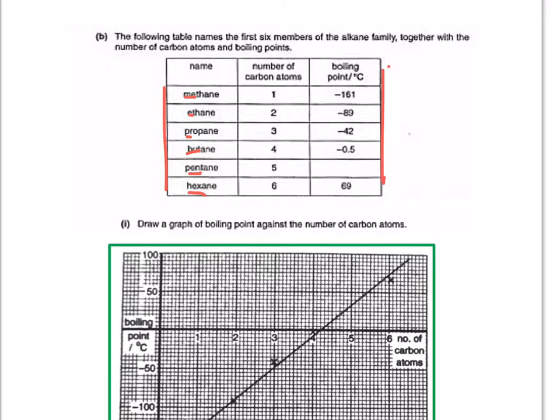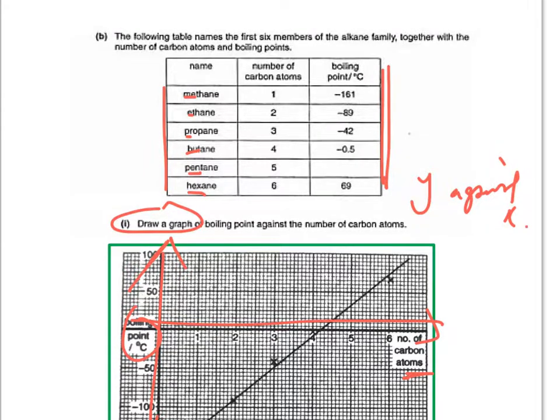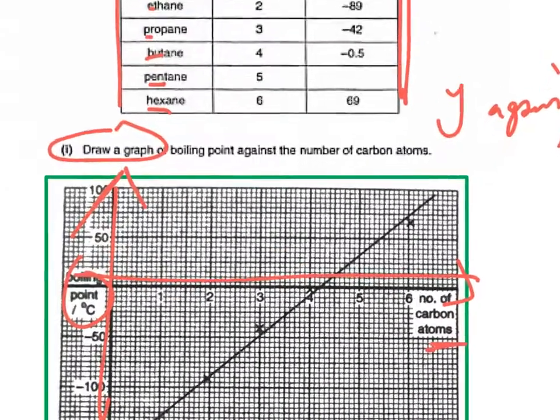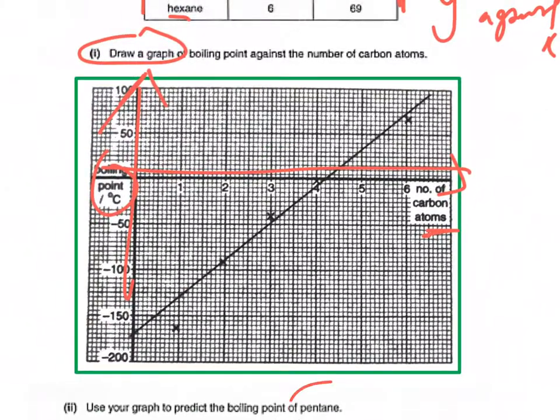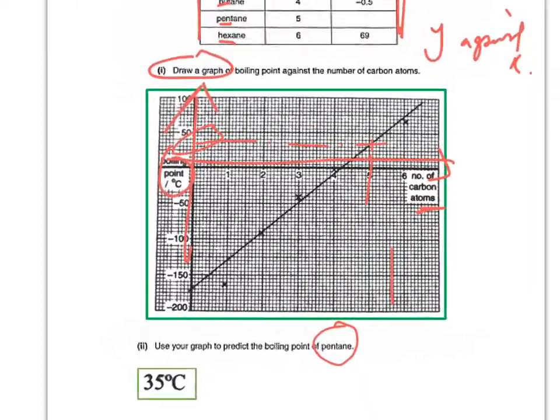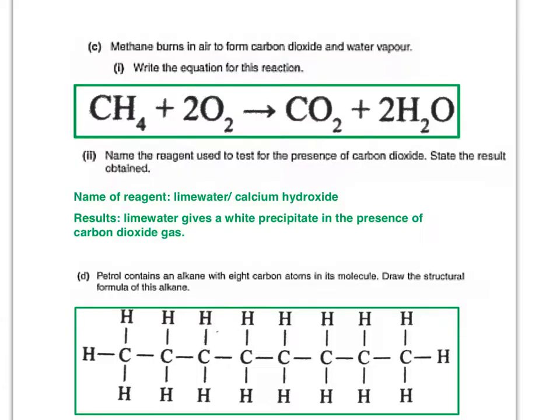They give you the boiling point over here in the last column, asking you to plot the graph. So for your x and y-axis, you need to be careful. Your x-axis will be the number of carbon, and your y-axis will be the boiling point. It's always y against x. So after you've plotted the graph, you can use the graph to predict the boiling point of pentane. The fifth one, draw the dotted line across, read from the y-axis. Most likely that will be 35 degrees Celsius.